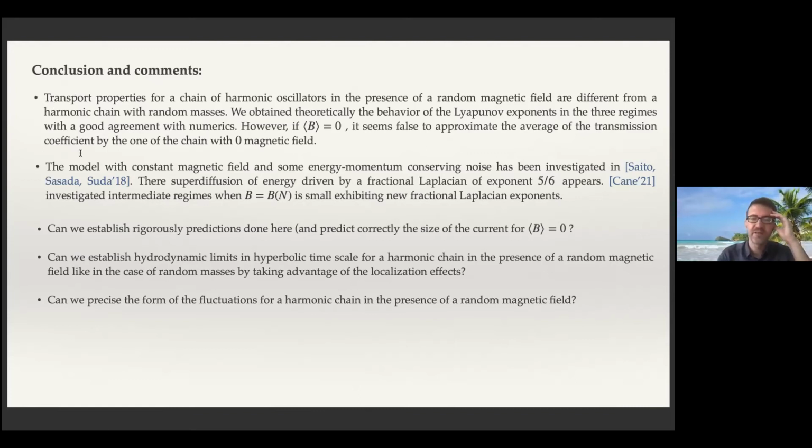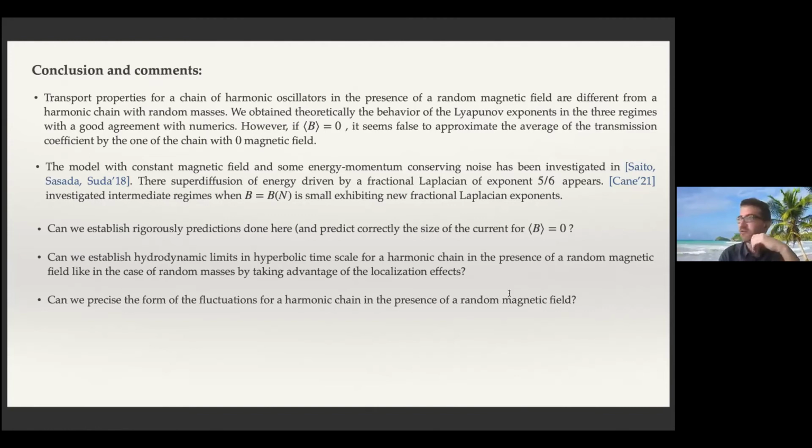And this model with a constant magnetic field and some energy-momentum conserving noise has been investigated in a paper by Keiji and Makiko Sada and Ijetsuda. And here they obtained an interesting form of the fluctuations, because they obtained a fractional Laplacian with exponent 5/6. In fact, you can also obtain different exponents by putting a small magnetic field which depends on the length of the chain, and you obtain the whole range of exponents between 3/4 and 5/6. And so, from the mathematical point of view, it remains to establish rigorously everything which has been done here, and to understand also the case where the average of B is equal to 0.